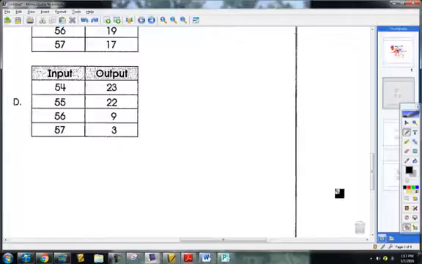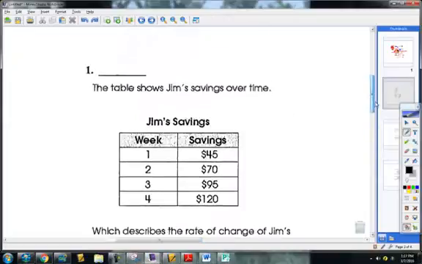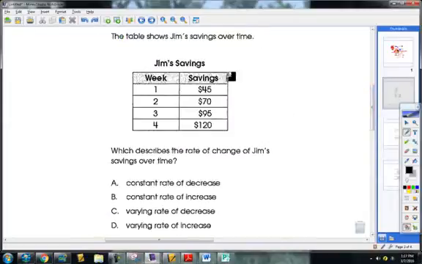Okay, let's go to the back. Okay, this one here, you just have to really know what the words constant and varying mean. A constant rate would mean staying the same. Like if I was adding $5 every week into my bank account, so it's $5 each week. I'm adding 5, adding 5, adding 5. That would be a constant rate of change because it's staying constant. It's going up by the same amount every single time.